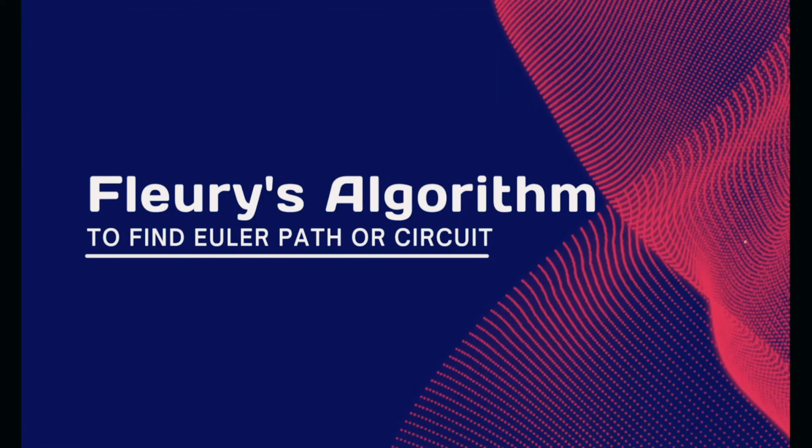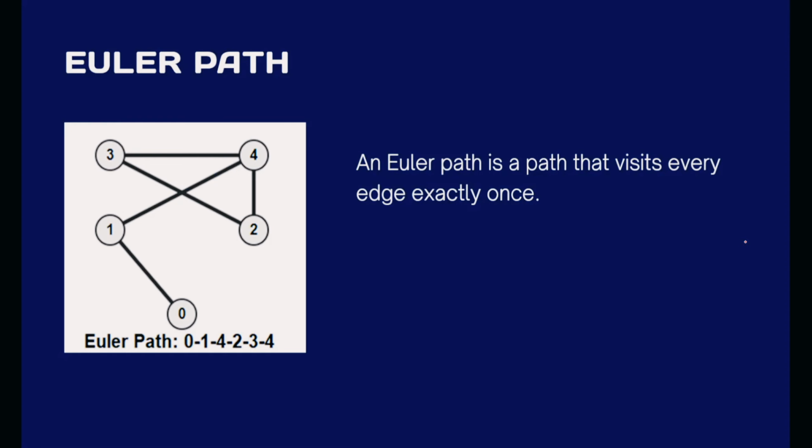In this video, I'm going to discuss Fleury's algorithm, which helps us to find Euler paths and circuits in a graph. First of all, let us understand what Euler paths and Euler circuits are. Euler path. An Euler path is a path that visits every edge exactly once.